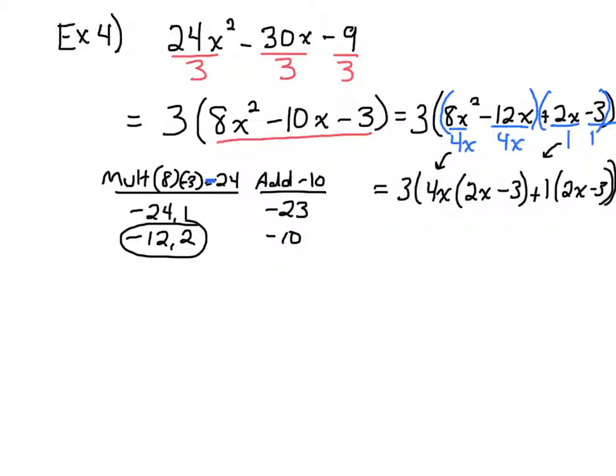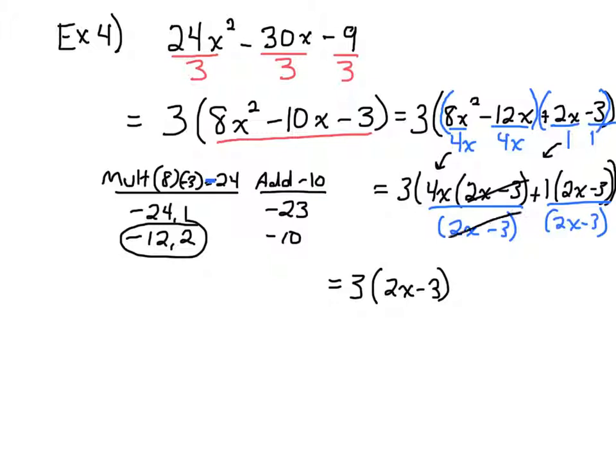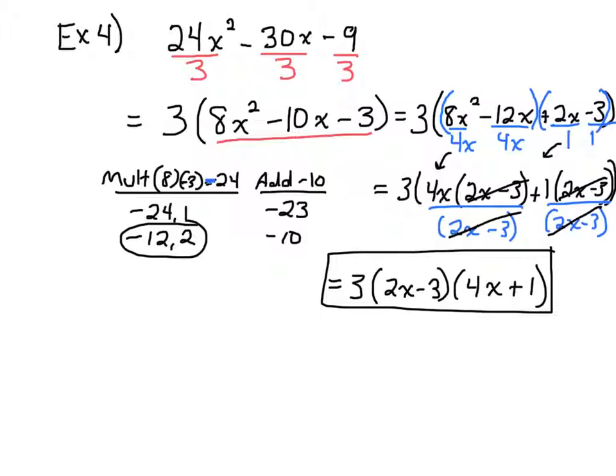Our 2x minus 3 is now a common factor within our brackets here, so we're going to divide by 2x minus 3. Our final factors are the 3 that we originally divided out, the 2x minus 3 that we now just found as a common factor, and our other factor is the leftovers after we divide out the 2x minus 3, so we get 4x plus 1. And that's your factors of this example.